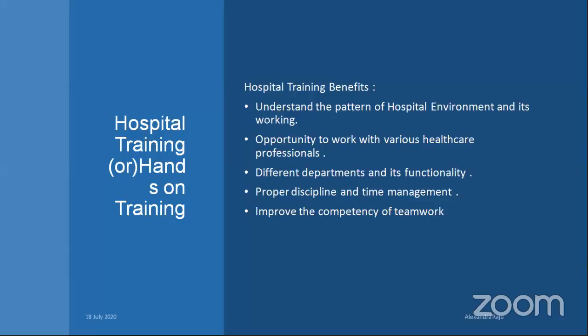We can understand the pattern and working of a hospital, and we get an opportunity to work with various healthcare professionals. We know that in a hospital there are several departments, like the HR department and the financial department. There are many types of departments and many professionals working, like engineers, doctors, nurse staff, the administration team, everyone. So we get a chance to work with all these professional teams and different departments. Different departments contain different types of equipment, and we can get to know all the operations of such equipment.